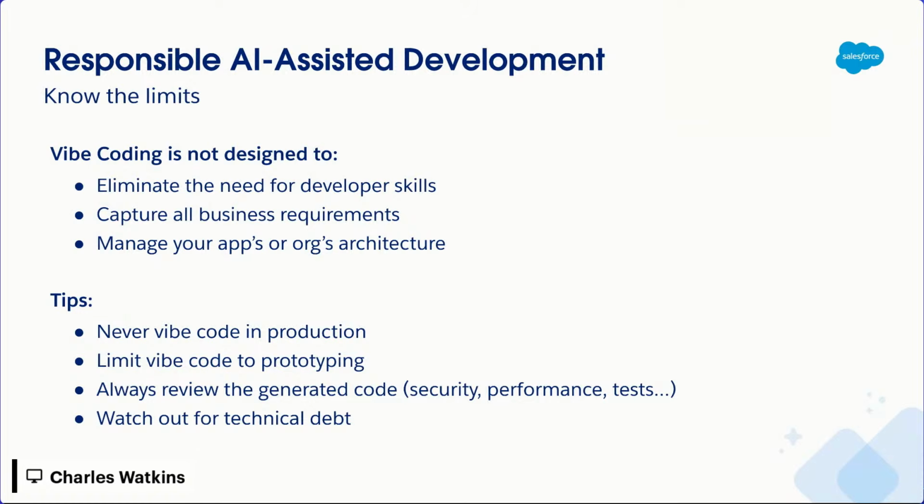Always review the generated code from any AI coding assistant, right? For security and performance. Just because it runs doesn't really mean it works, right? And then lastly, watch out for technical debt. All AI coding assistants generally very greatly accelerate how quickly you can write code. And that can be a good thing, but that can also be a really bad thing because it means that you can generate a ton of code, and with code comes technical debt. Okay.